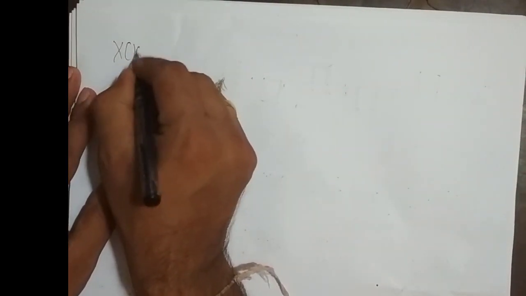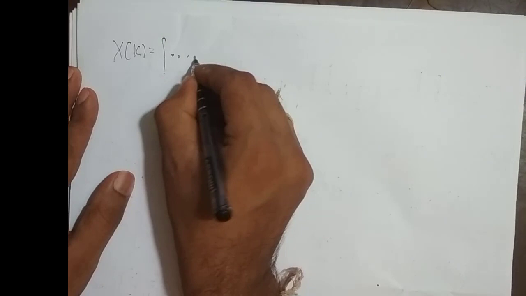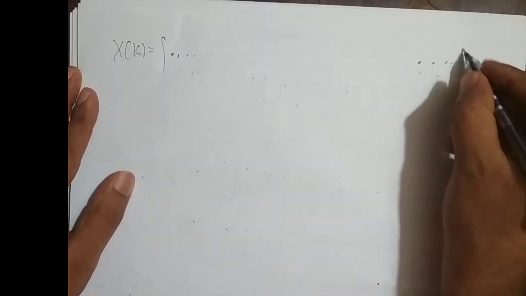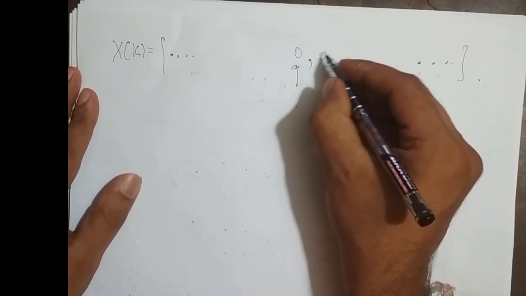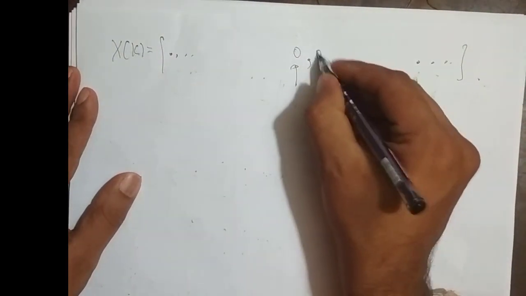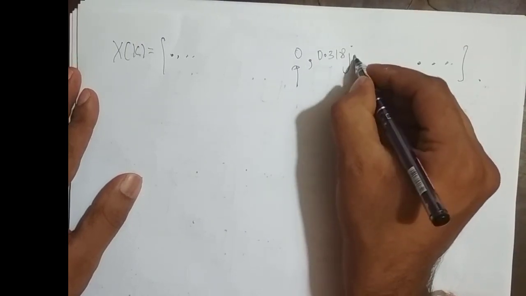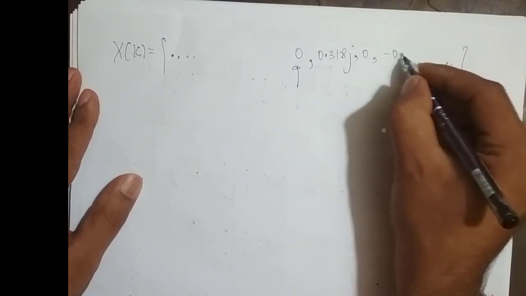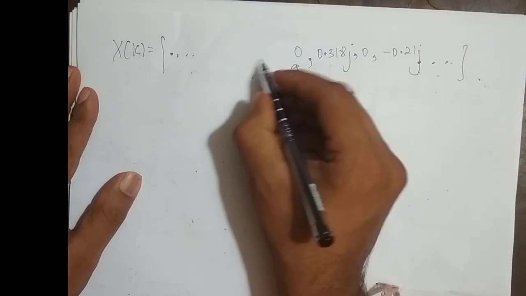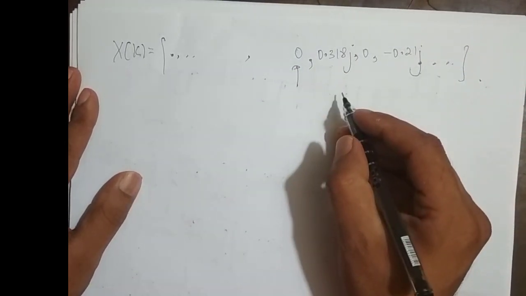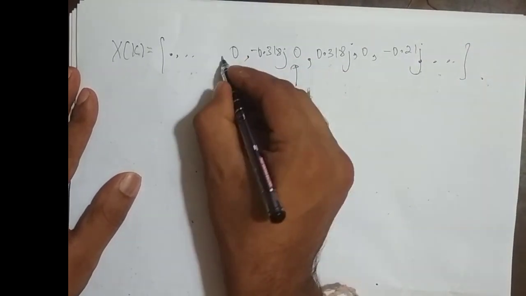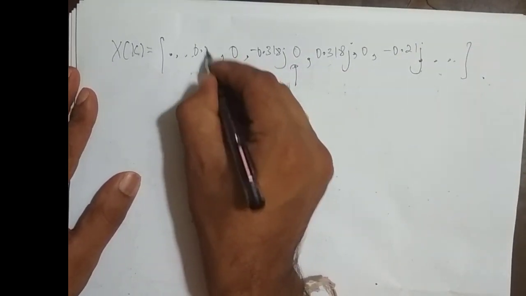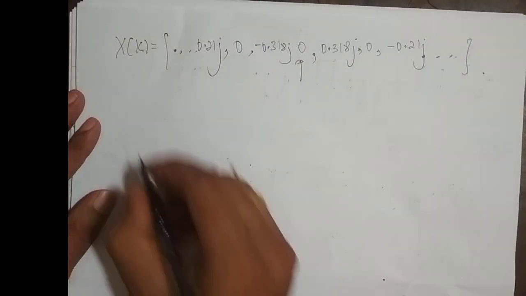Now we have to plot its magnitude and phase angle. Before that, what is x of k? On the positive side and negative side, at k equal to 0 it is 0. At k equal to 1, we got 0.318 j. At k equal to 2, it was 0. At k equal to 3, minus 0.21 j. Similarly, on the negative side, this is minus 0.318 j, this is 0, and this is 0.21 j.